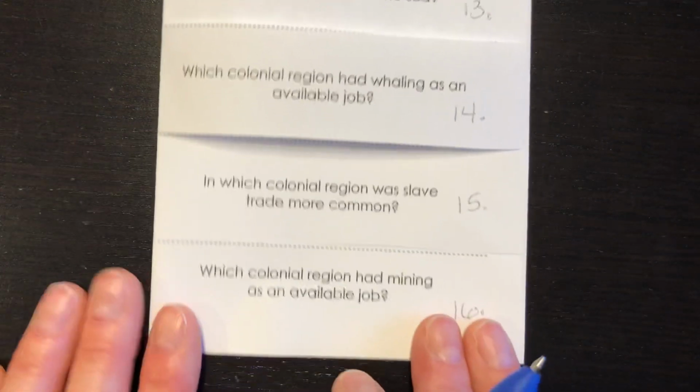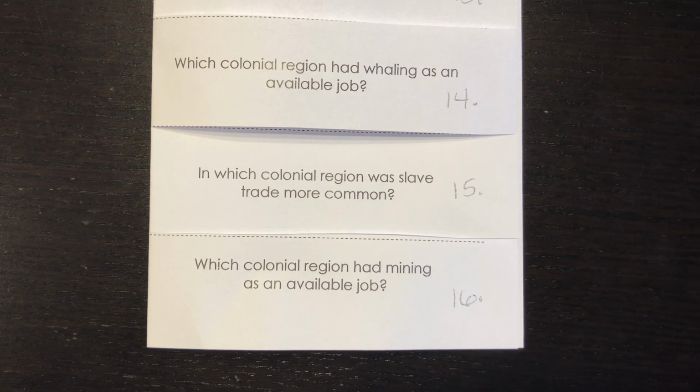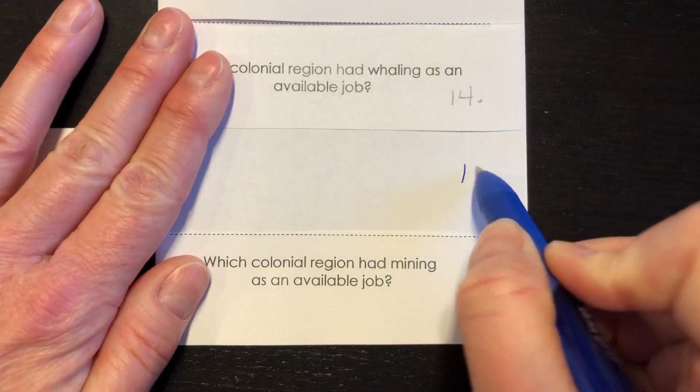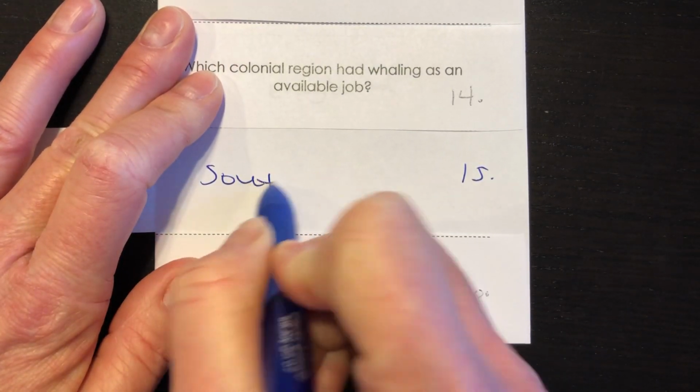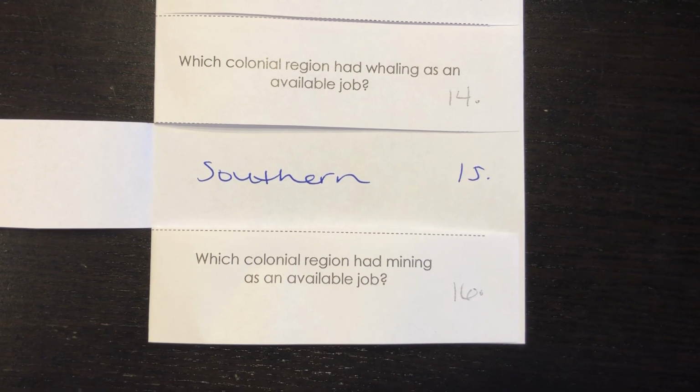Okay, in which colonial region was slave trade more common? So this was the one that had the mild winter climate, like warmer in the winter and in the summer. So there were a lot of plantations. This would be the southern colonies. So number 15, southern colonies, slave trade was more common. And again, we're gonna end up talking about that a lot in our next chapter.